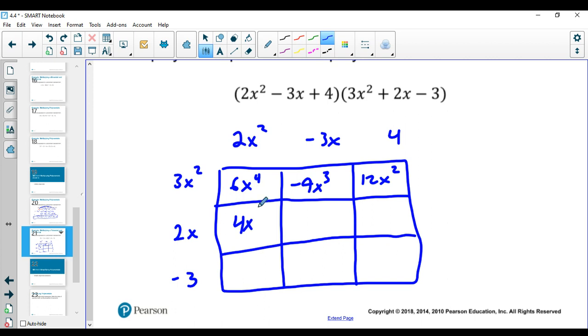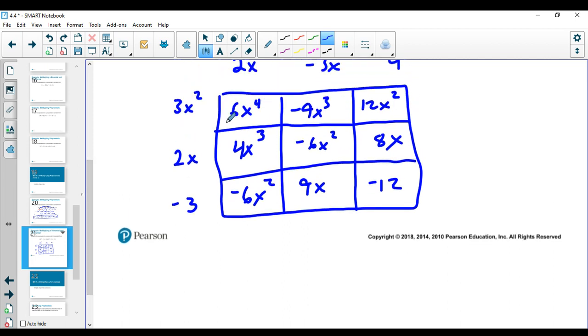This is going to be 4x cubed. This is going to be negative 6x squared. This is going to be 8x. This is going to be negative 6x squared. This is going to be 9x. And this is going to be negative 12. And you could see that with the box method, the like terms kind of line up in the diagonals really nicely.